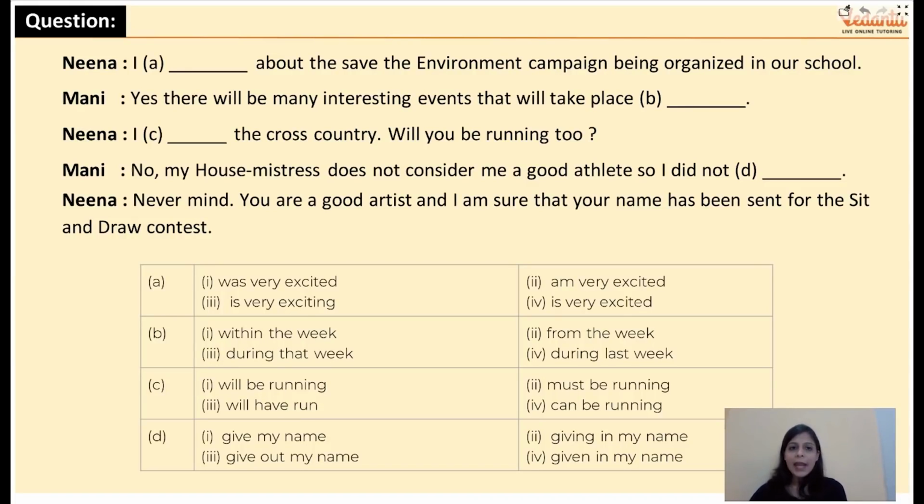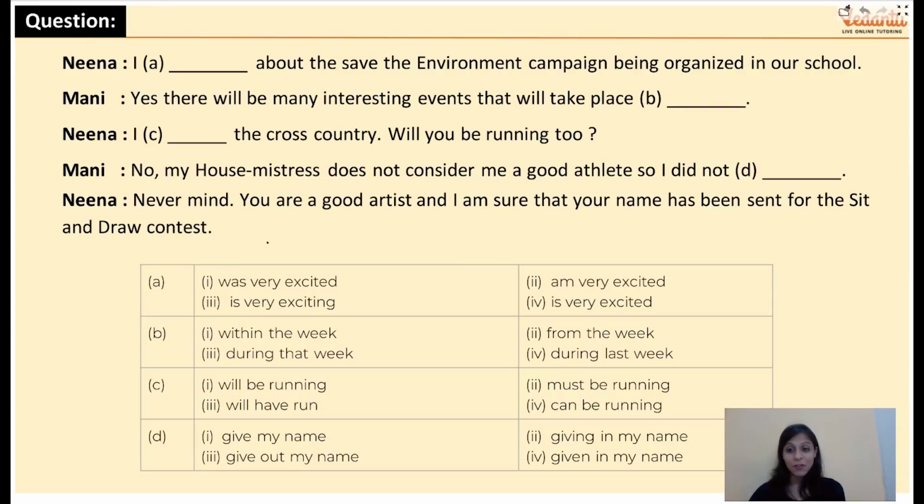Nina, I am very excited about the Save the Environment campaign being organized in our school. Money: Yes, there will be many interesting events that will take place. Nina: I will be running the cross country. Will you be running too? Money: No, my house mistress does not consider me a good athlete, so I did not give my name. Nina: Never mind, you are a good artist, and I'm sure that your name has been sent for the sit and draw contest.